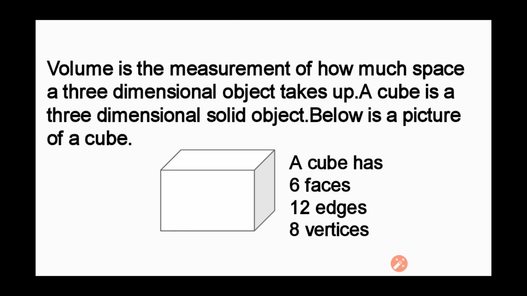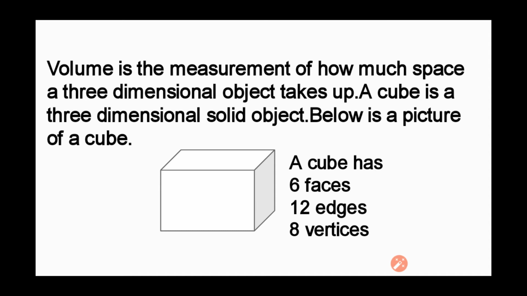What is volume? Volume is a measurement of how much space a three-dimensional object takes up. What is a three-dimensional shape? A three-dimensional shape is an object which has length, width, and height. A cube is an example of a three-dimensional solid object.